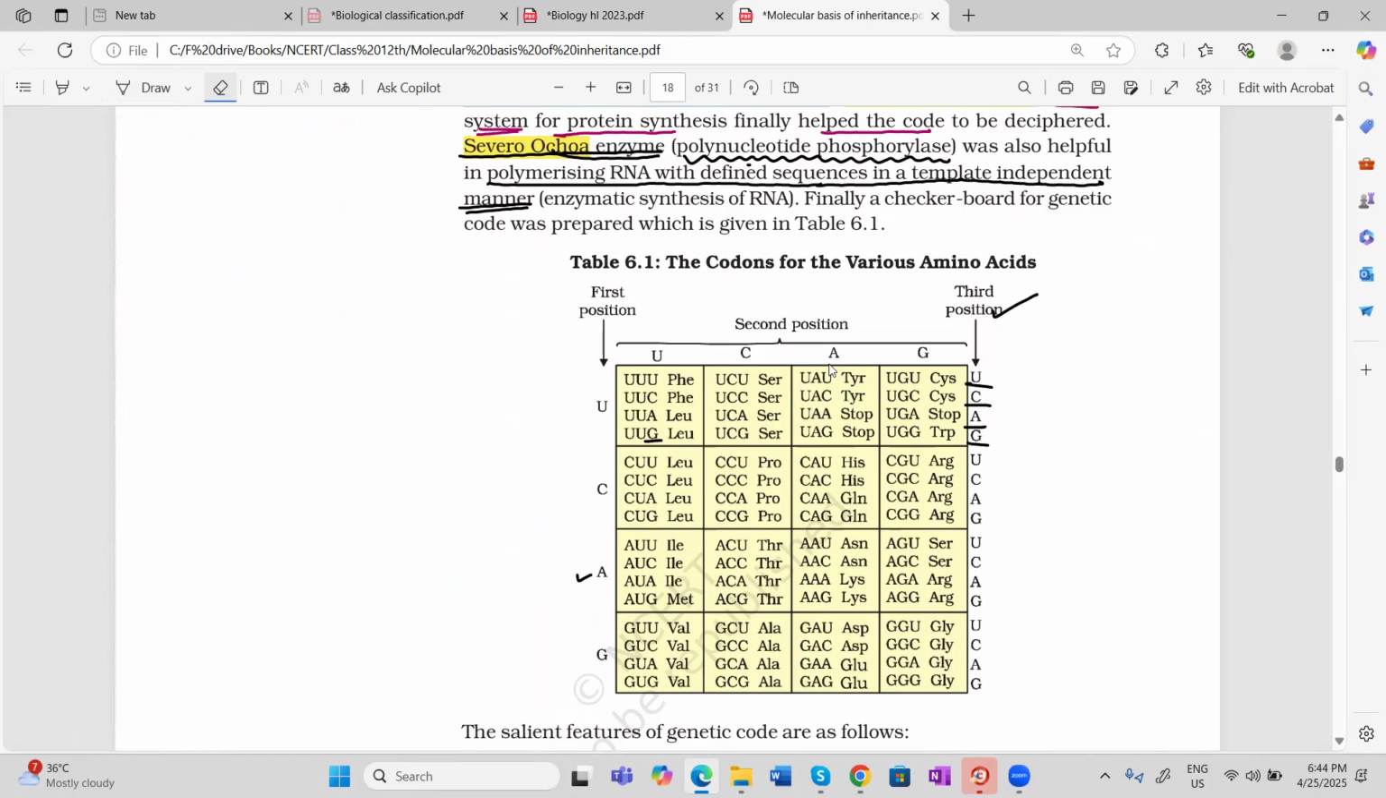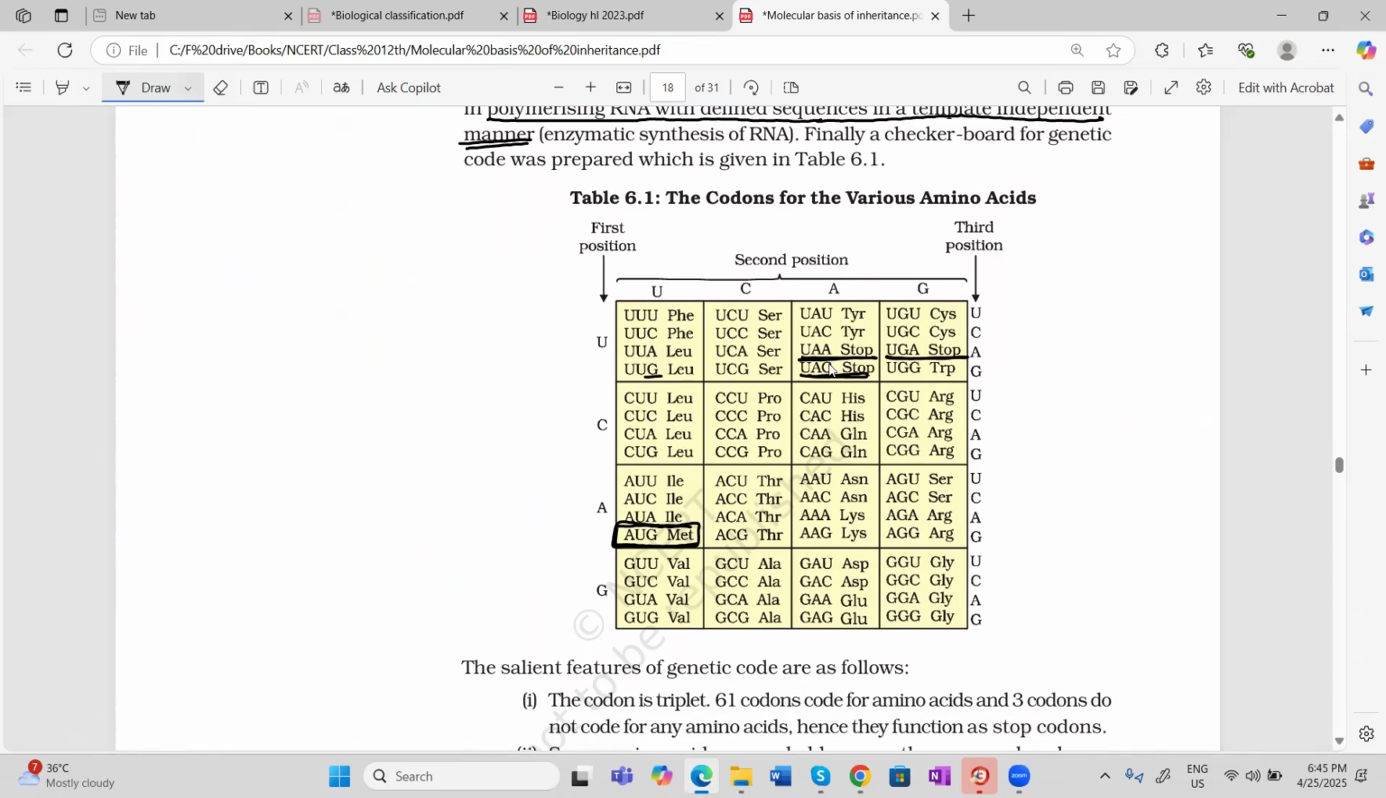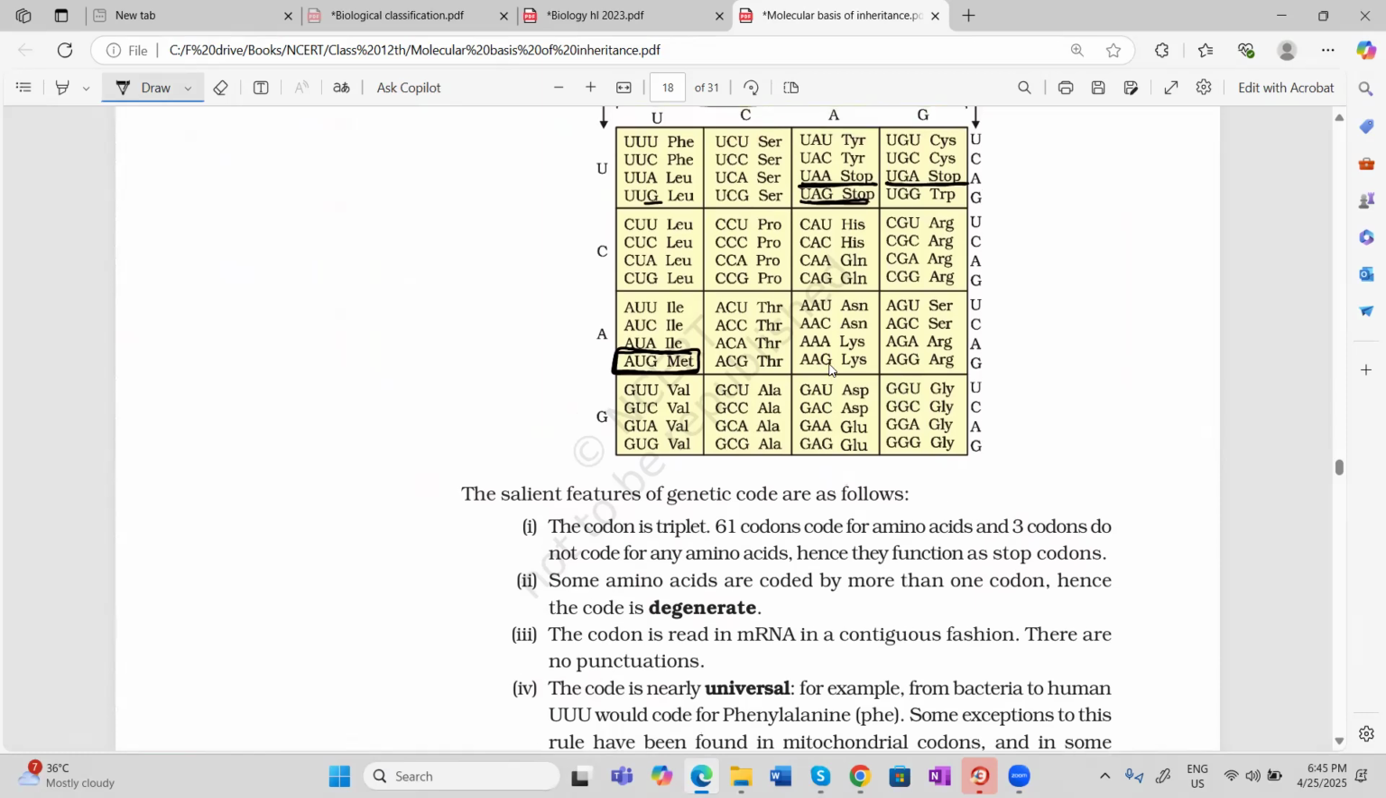If possible, it is good. If not, then don't take stress, because in the exam, they will not ask you that much. They'll ask you only which is the starting codon. So you should know AUG is a start codon, which codes for methionine. Which are stop codons? Stop codons are three: UAA, UAG, and UGA. Clear? You should learn it. So total, out of 64 codons, 3 are stop codons. It means 61 codons code for amino acid, and 3 codons do not code for any amino acid. So they are stop codons. Once again, write UAA, UAG, and just reverse now, UGA.